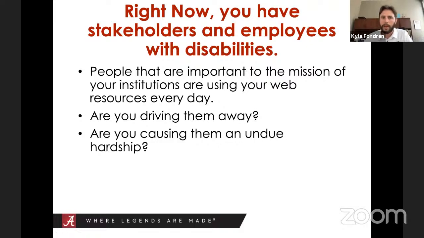And you really have to think about, if you're approaching this from a leadership standpoint for the first time, are you driving people away? Are you causing them an undue hardship? Those are things that you have to consider with your technology stack as it exists right now. And that applies to your websites as well as those tools that people use to conduct business interactions as an employee or a student.